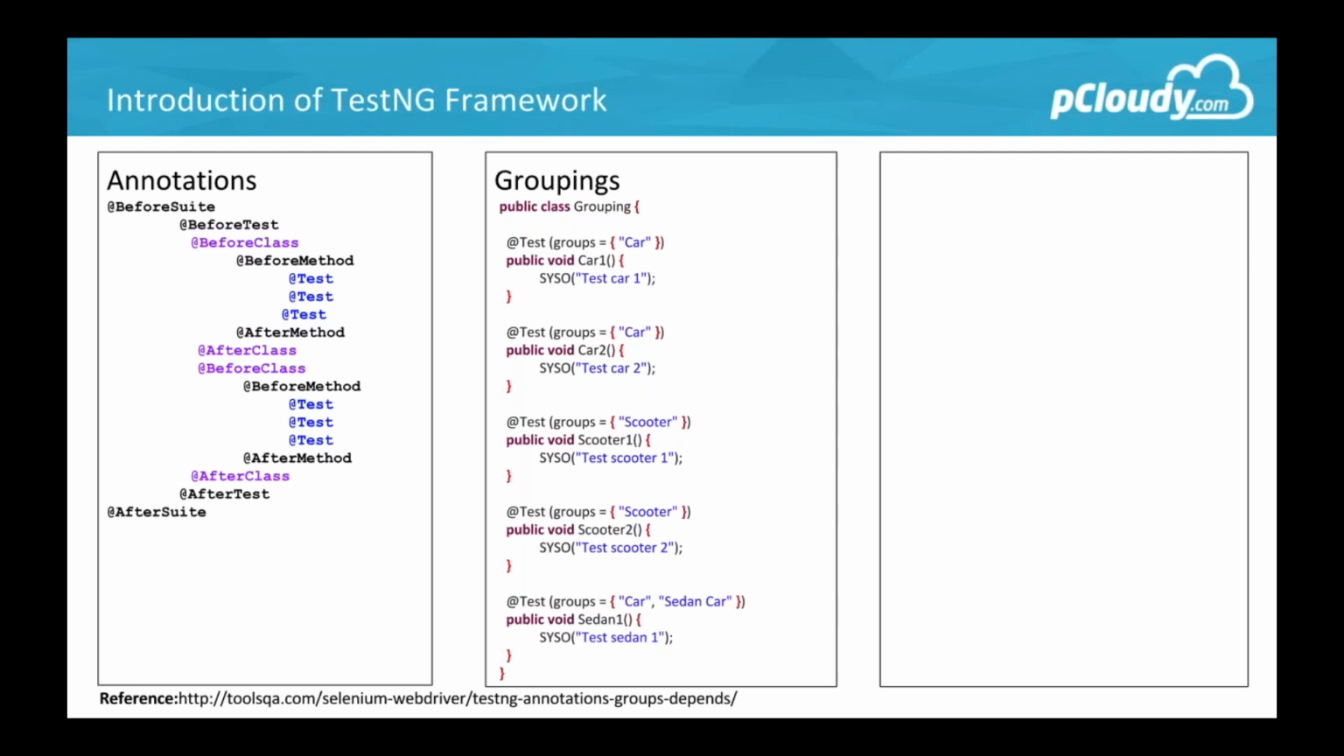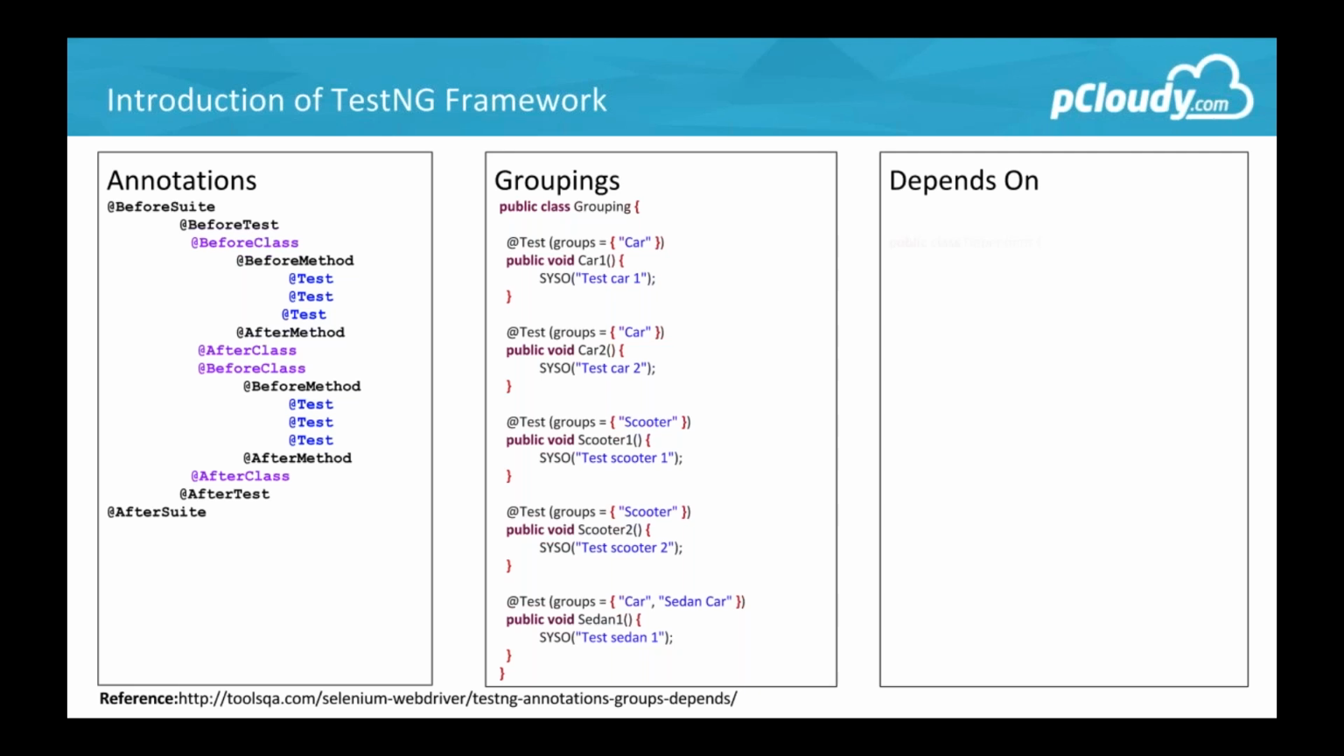If in the XML I declare that I want to run all the tests whose group is car, then car1, car2, and sedan1 will be executed. The scooter1 and scooter2 tests will not be executed. The same thing you can achieve by annotating your test scripts as regression or sanity, and you can make a group, for example, for this release, all the release-critical bug retesting. This is a very important and good feature that I like.